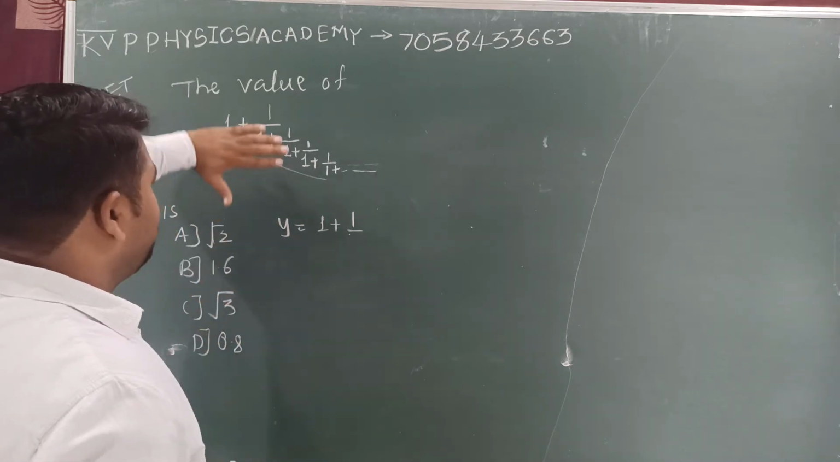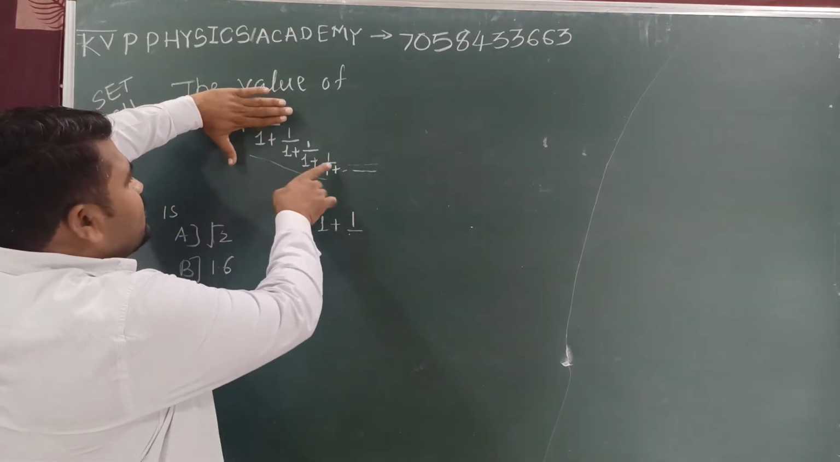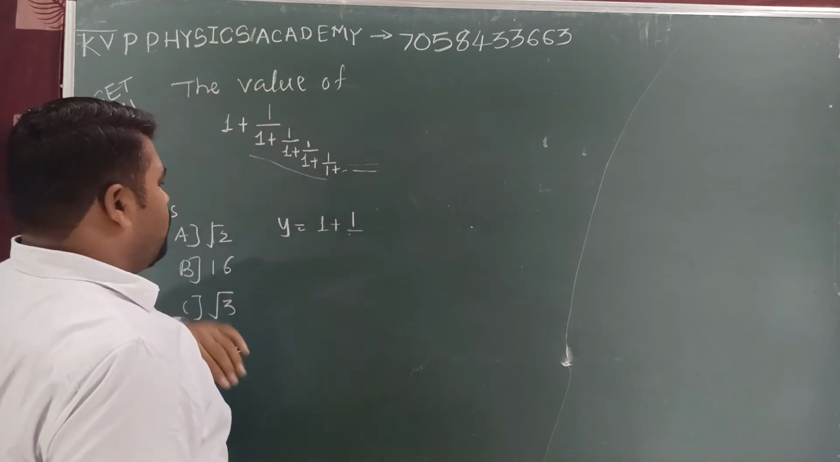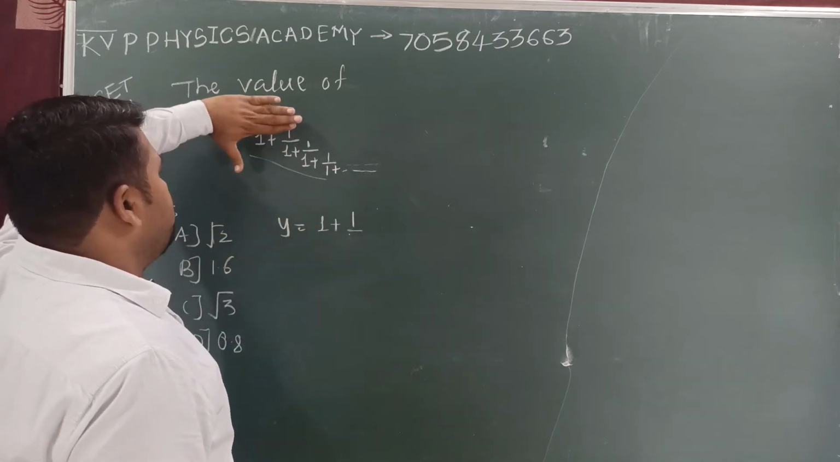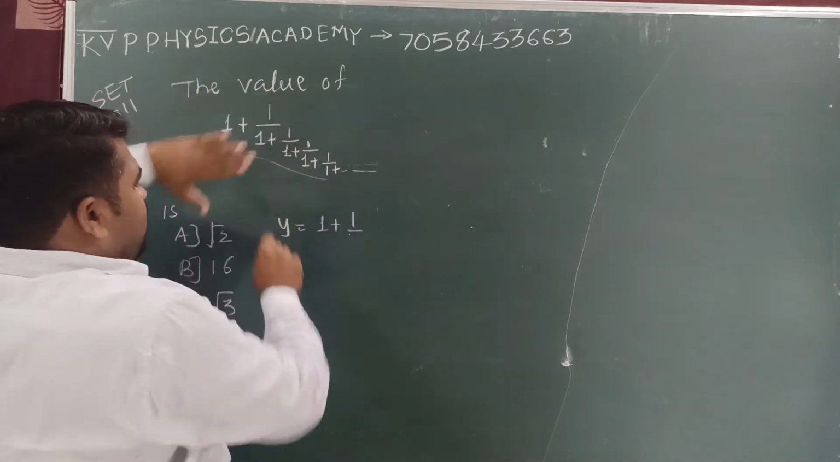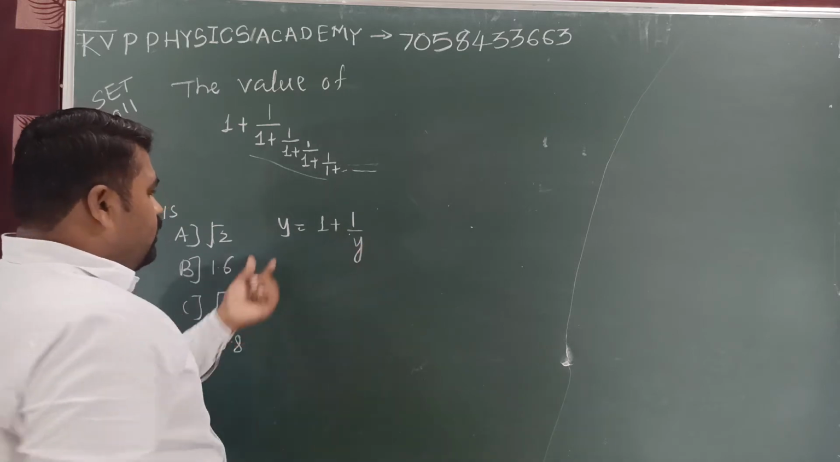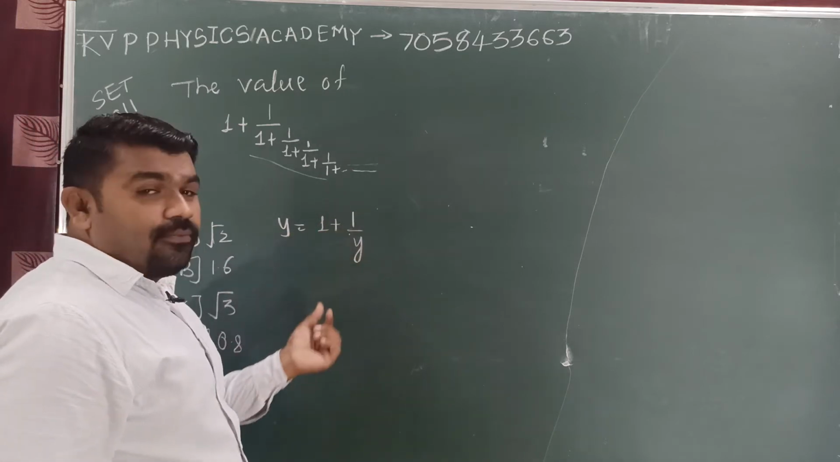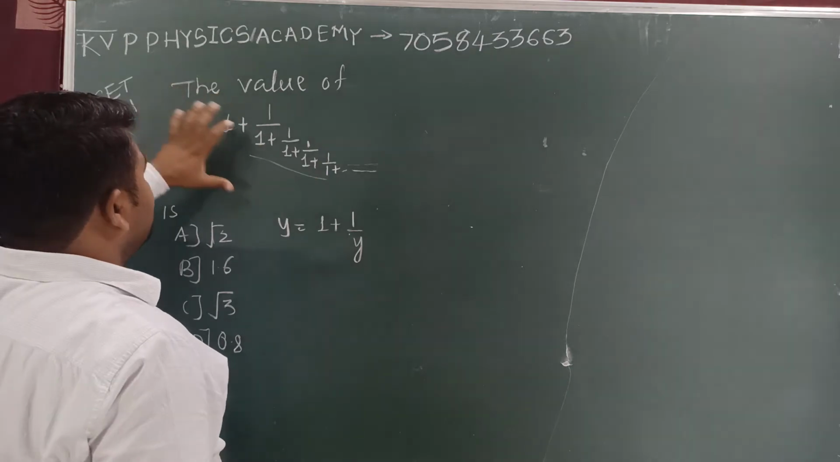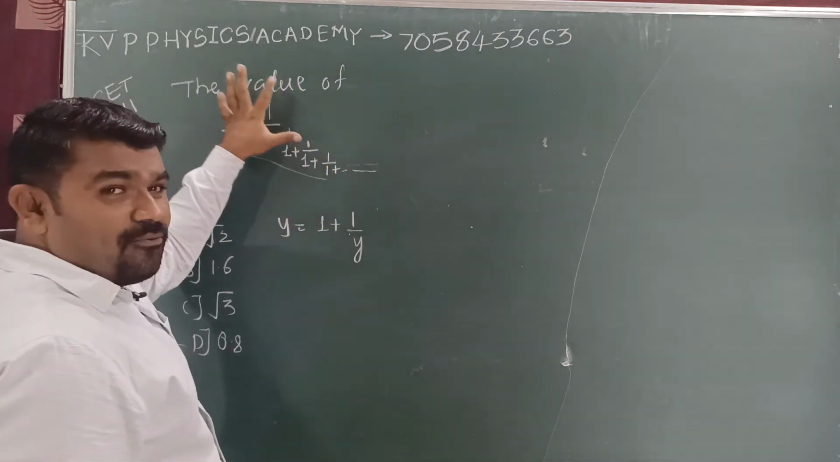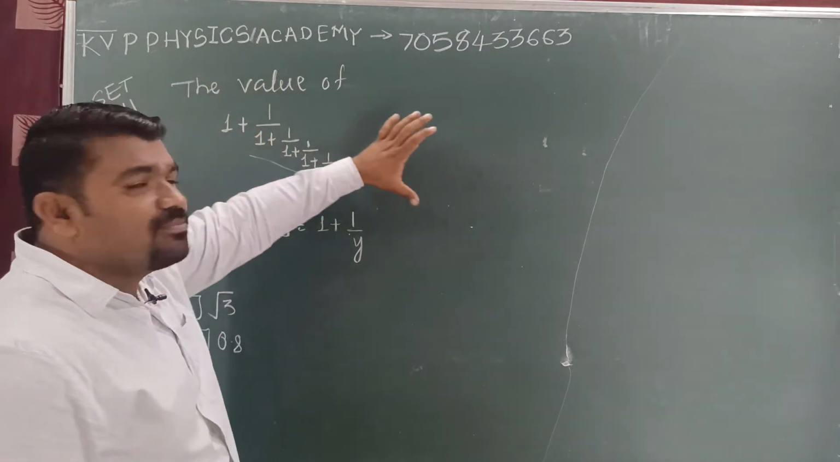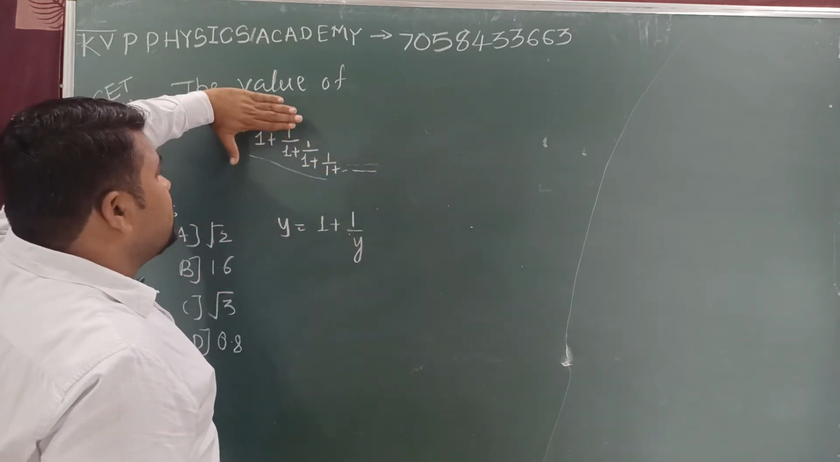Now suppose we consider this part as y. This term is considered as y, which means y is equal to 1 plus 1 upon y. And again we consider the whole term as y, because this is a large number of terms. This is considered as y.